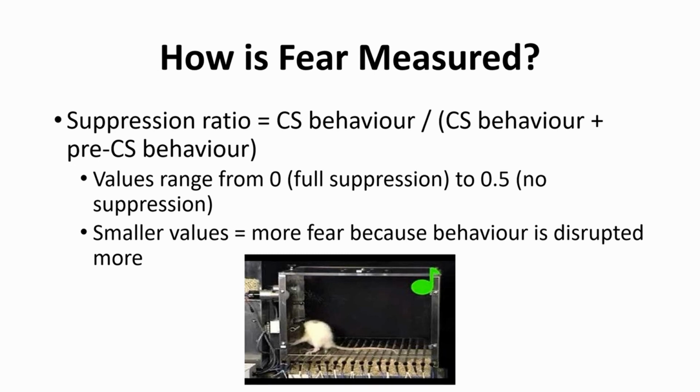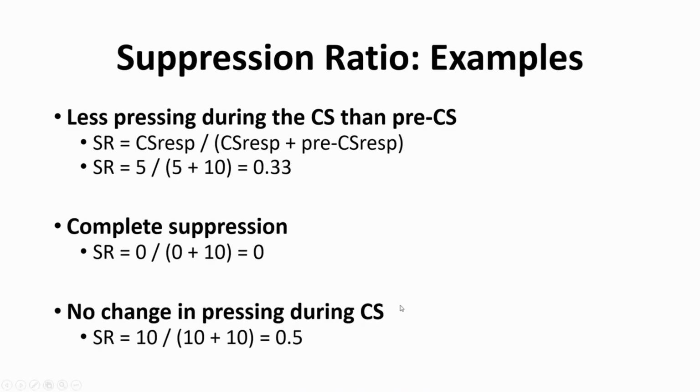Now, for those of you who don't necessarily understand concepts well from just talking about them, I also have an example with numbers in case that helps. So here are 3 different examples. We have everywhere from complete suppression to partial suppression to no suppression at all. So let's start with the middle ground here. And if we want to look at our responding, let's use that example of pressing a lever.